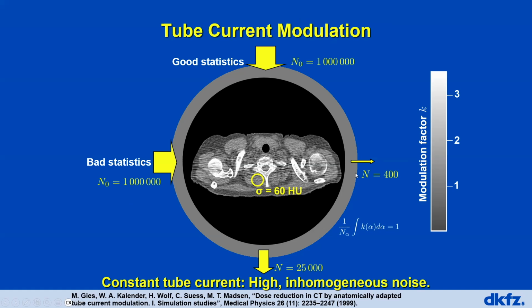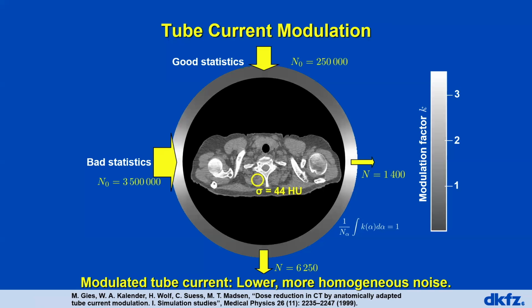And since image noise is governed by the projections with the lowest statistics, this results in the formation of these noise streaks you see in here. They were very common when CT was first introduced. However, they completely vanished as soon as tube current modulation was introduced.